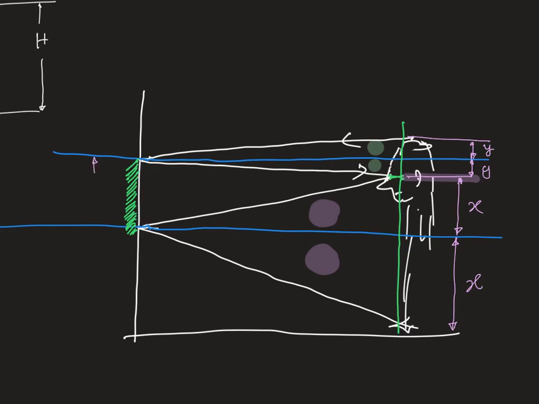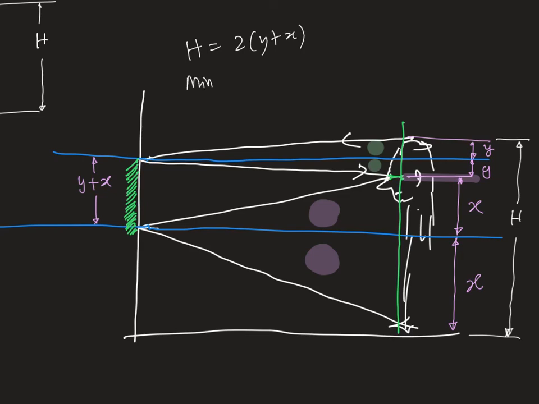So this is actually y plus x, as you can see, and this is the total height, the height of the person. Height of the person h is 2 into y plus x, right? So here h is 2 into y plus x, and minimum size of mirror is equal to y plus x. So obviously it is equal to h by 2. So half the height is needed, minimum height is equal to h by 2, so that we can view his full image.